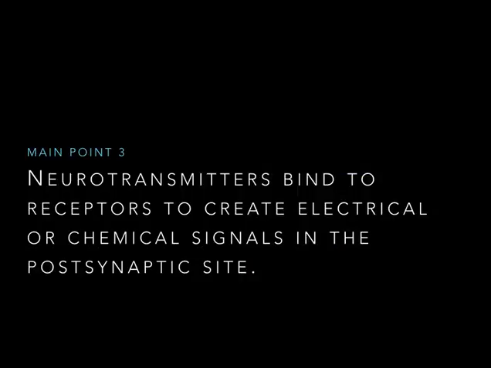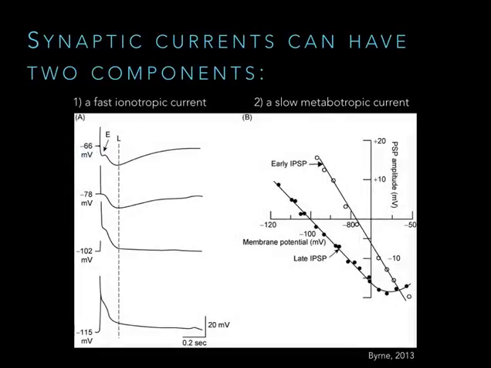And then once we've released our neurotransmitter, of course, we're going to have to create some sort of postsynaptic response. These can be either electrical, chemical, or both. Now, synaptic currents can have two components. There can be a fast and a slow component. The fast components are caused by ionotropic receptors, so ligand-gated ion channels, and then there's a slow metabotropic component. That's caused by G-protein coupled receptors.